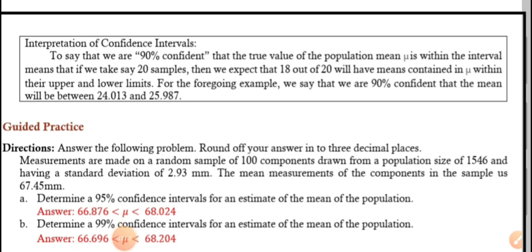Interpretation of confidence intervals. To say that we are 90% confident that the true value of the population mean mu is within the interval means that if we take, say, 20 samples, then we expect that 18 out of 20 will have means contained in mu within their upper and lower limits. For the foregoing example, we say that we are 90% confident that the mean will be between 24.013 and 25.987.